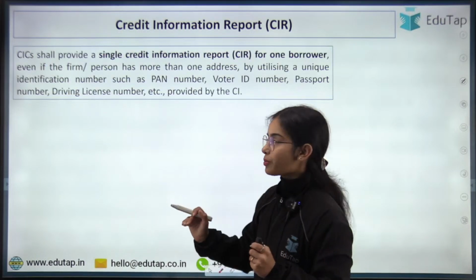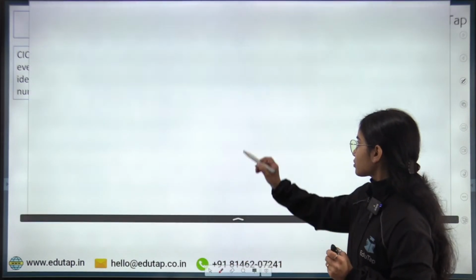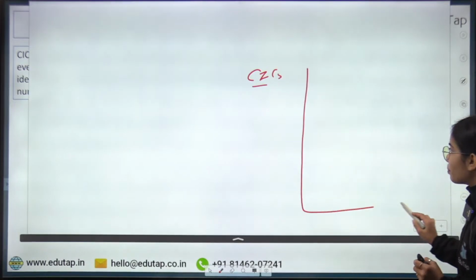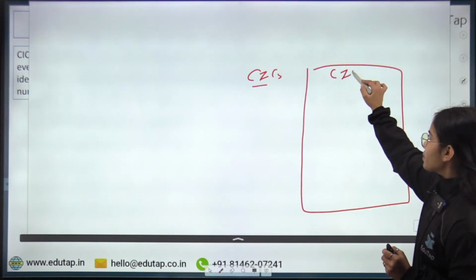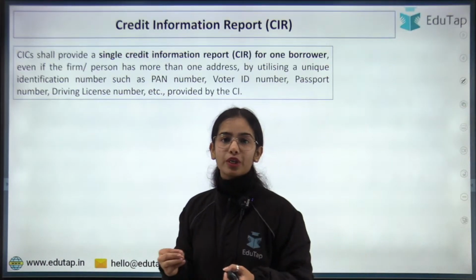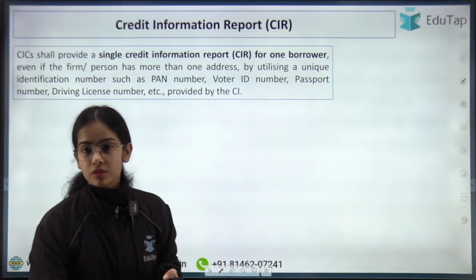Now the credit information report. As I have told you, the credit information companies provide a complete credit information report. So what is provided in this credit information report? That we are going to discuss. Any confusion till now?